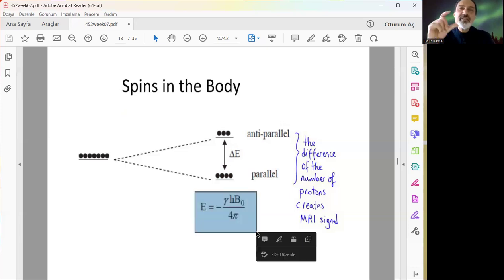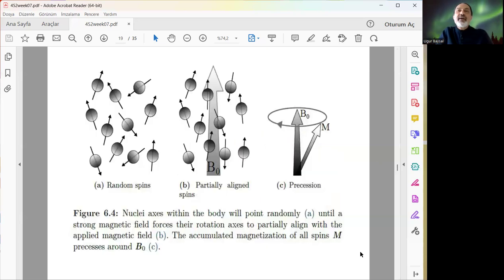The energy difference between these two states can be given by known constants: gamma, the gyromagnetic constant, H, Planck's constant, B0, the DC magnetic field, and 4 pi. So that gamma requires our attention because that gamma determines the MR resonant frequency.